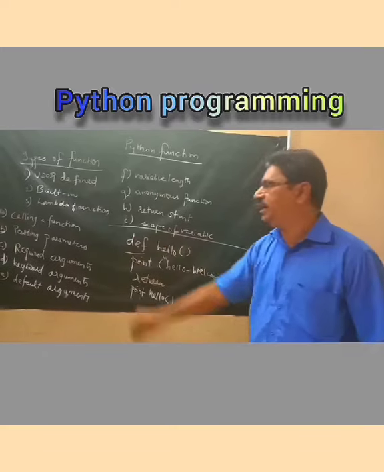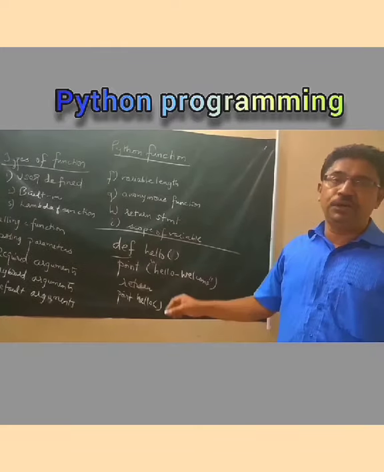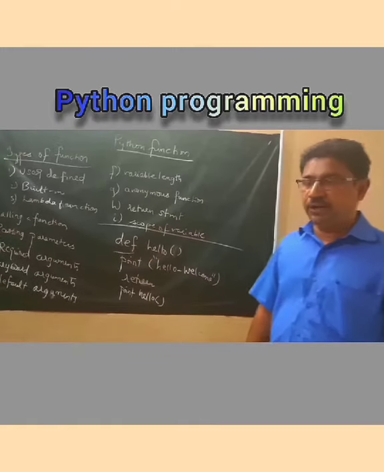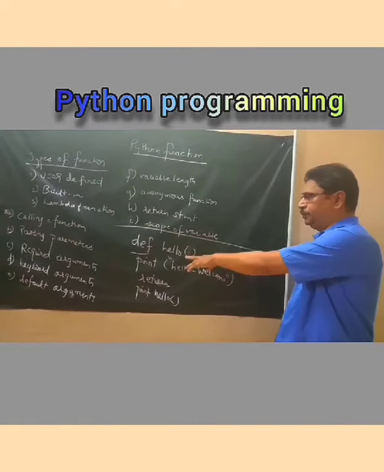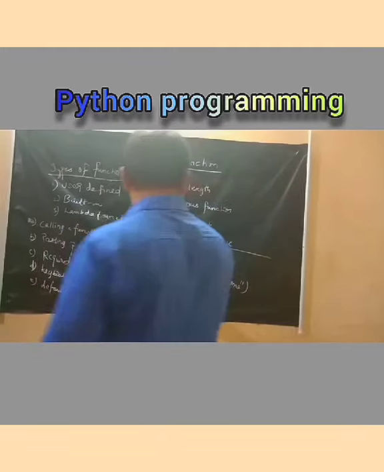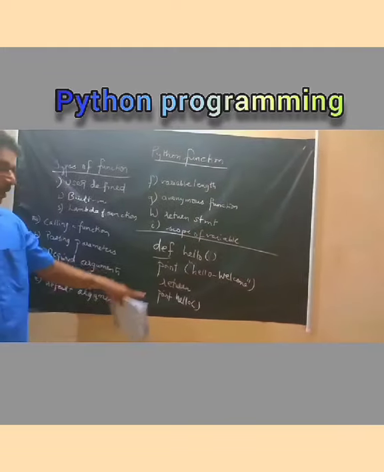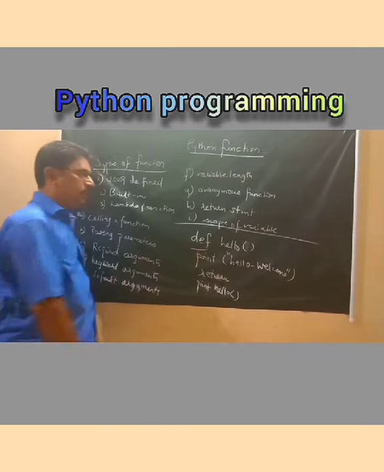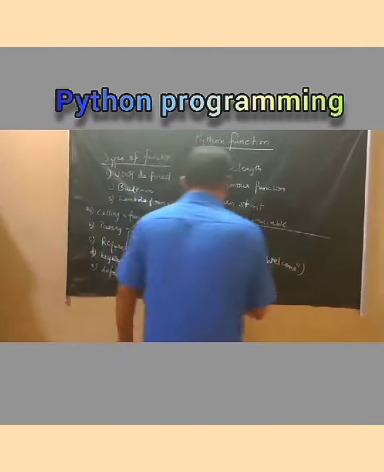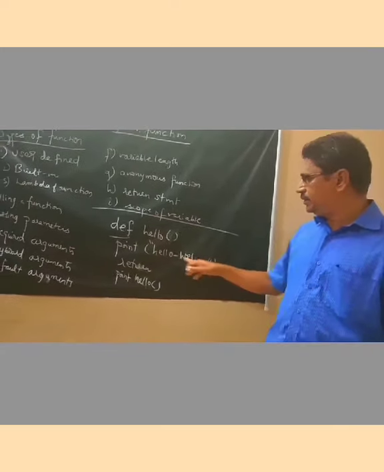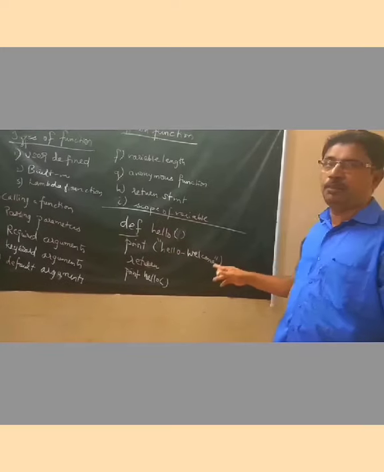What is this DEF? DEF is a keyword which is used to define the function. So DEF stands for define. Define hello. So this function is defined. How is it defined? Print hello welcome. The print statement is used as an output statement. So whenever we use print, we command the computer or the system so that it prints whatever is there within the double quotes.